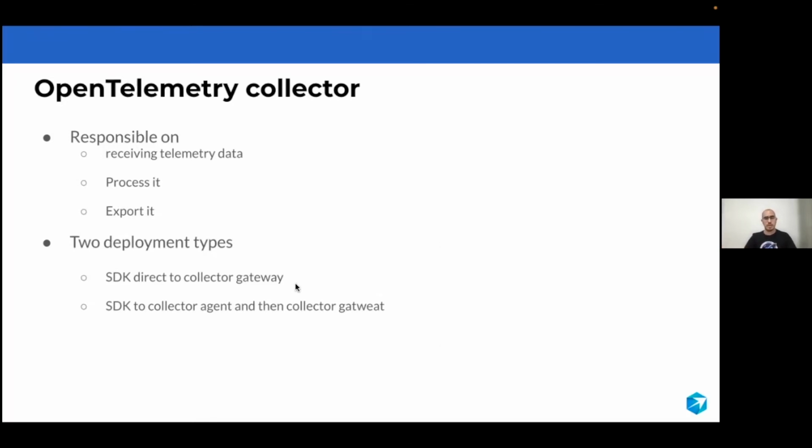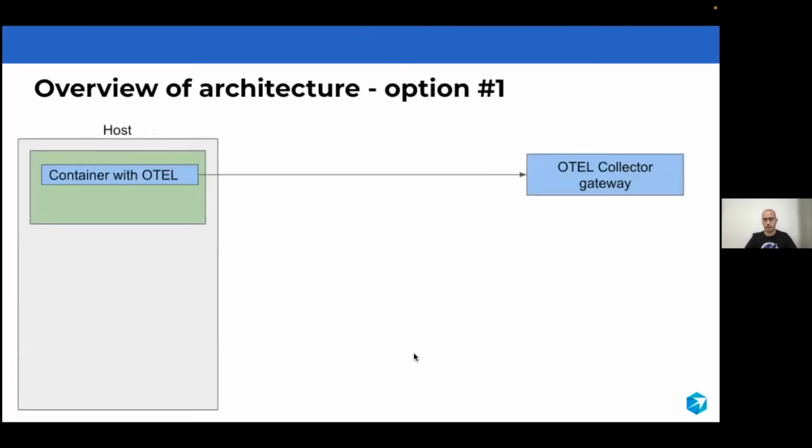And we're going to see that we have two types of deployments. One is just having a collector gateway, and one is that you have an agent and a gateway. So let's look at how it looks when we are talking about it. The very first option, and that would be the go-to option if you are experimenting with OpenTelemetry.